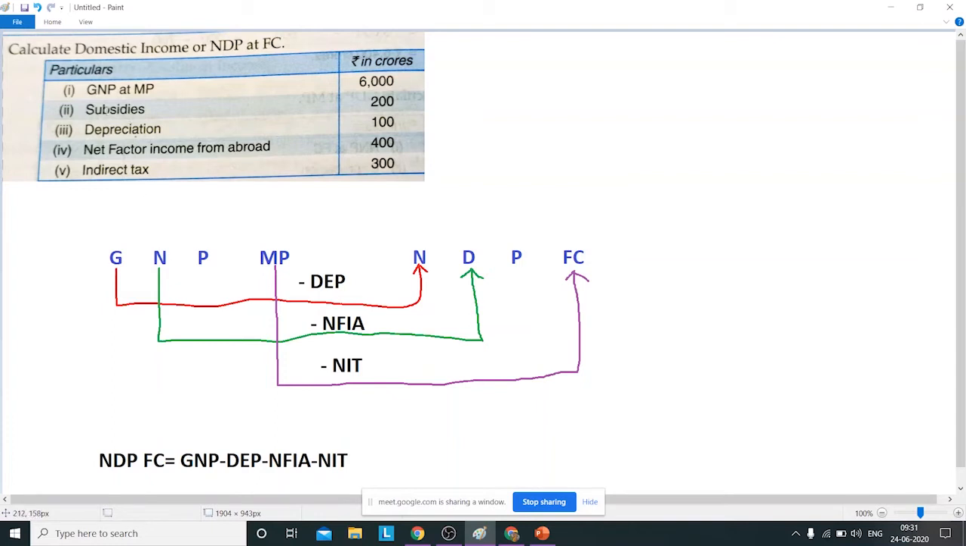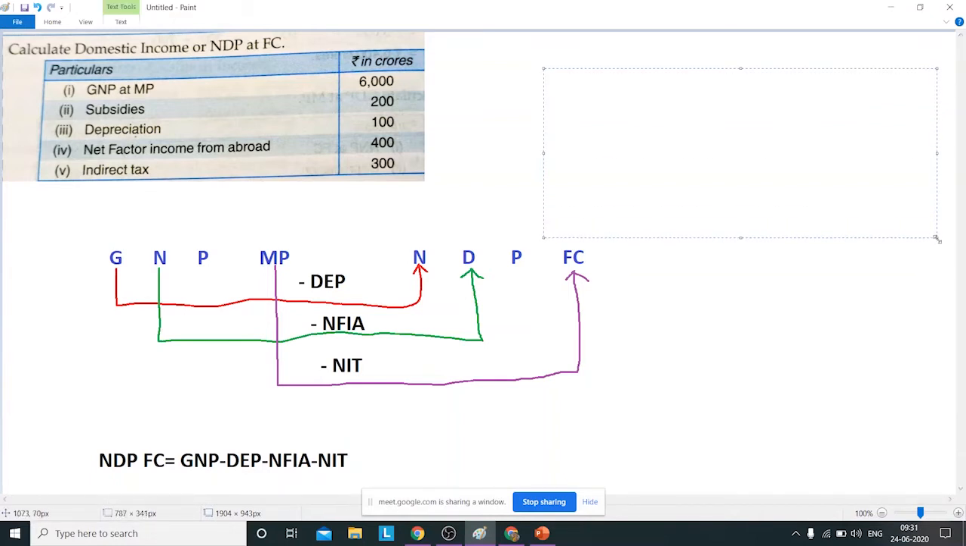Now we have the formula with us and all the required items or values are given in this box. We can proceed solving this. Okay. So I will start solving this. So NDP at FC is equal to GNP MP. How much is the value? Sangeet, how much is GNP MP? Look at the question and tell me. GNP at MP is given as 6,000. Very good, 6,000. Then minus depreciation.